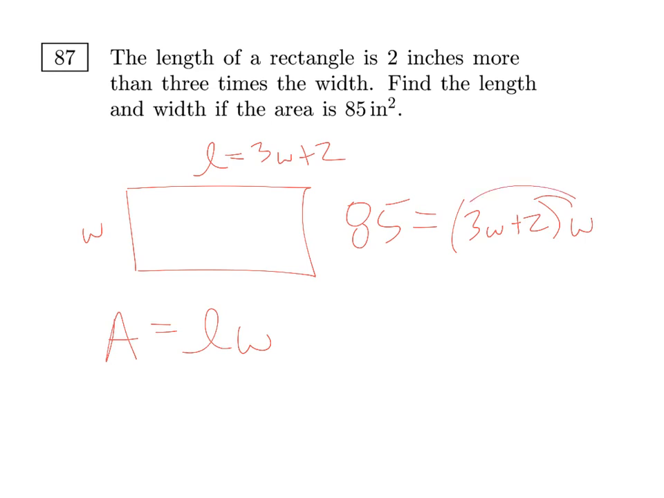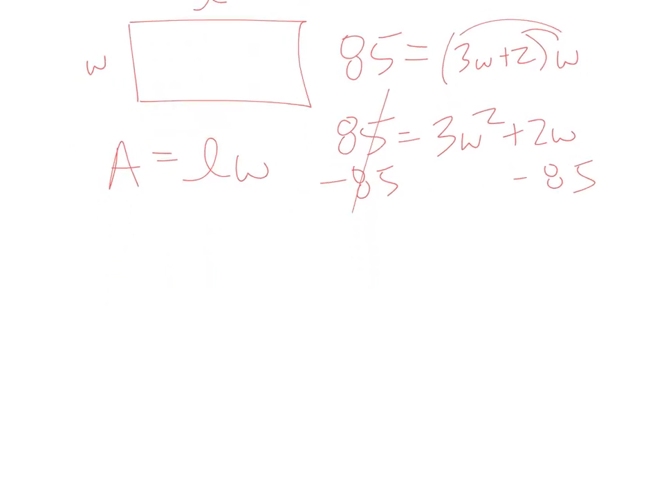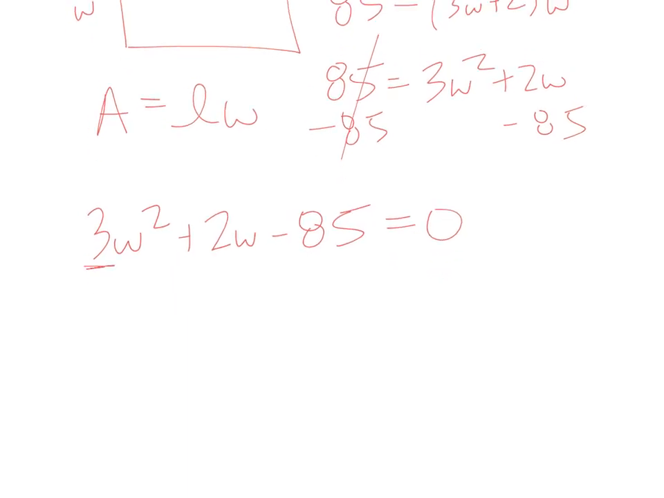Alright, so I'll distribute here. I get 85 is equal to 3w squared plus 2w. Then I'll subtract 85. And these are all unlike terms. So 3w squared plus 2w minus 85 equals 0. Alright, now I'm going to factor. And since this value does not equal 1, it's going to be big X with grouping. So I need to find two numbers that add up to 2 and multiply to give me negative 255.